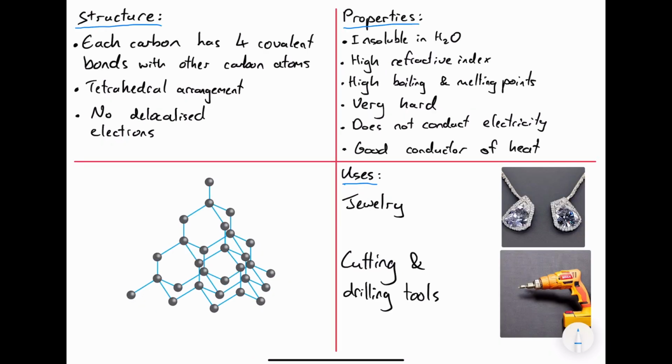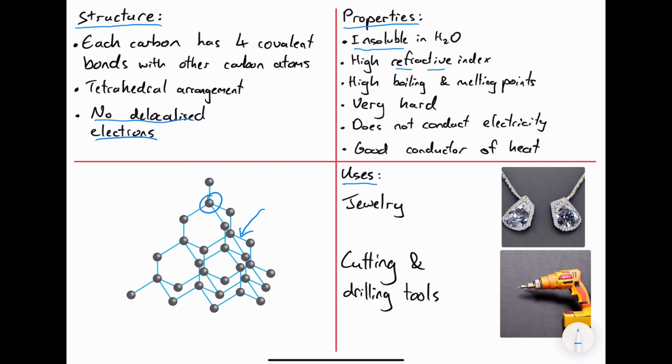The first giant covalent structure we're going to discuss is diamond. In diamond, each carbon atom forms 4 covalent bonds with other carbon atoms around it in a tetrahedral arrangement. This means that diamond has no delocalized electrons. The properties of diamond are the following. It's insoluble in water, which means it doesn't dissolve.